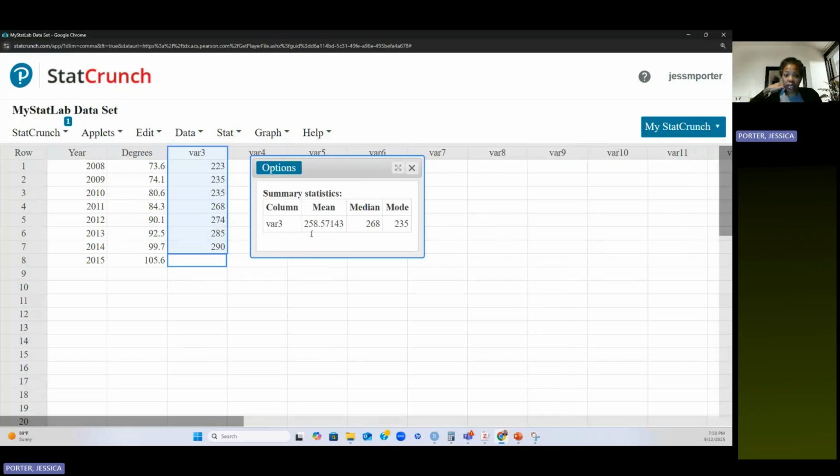Now I want you to be careful with this because in StatCrunch, if there's more than one mode, it's going to tell you that there's multiple modes, but it won't tell you what the multiple modes are. So just keep that in mind.